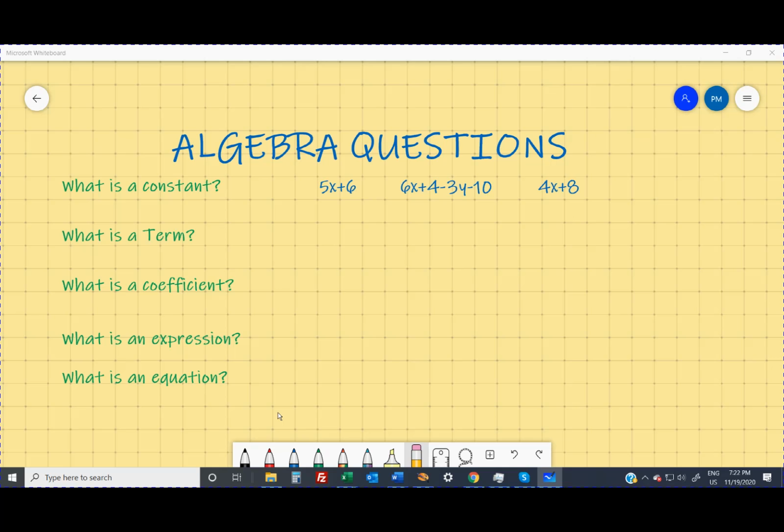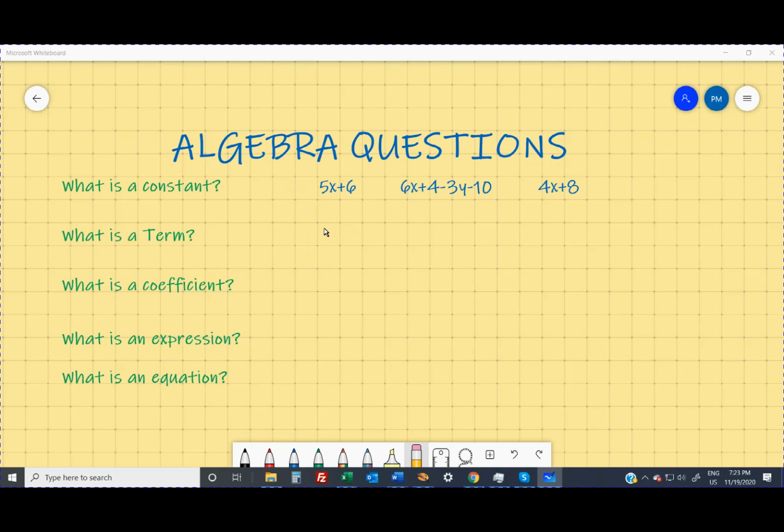So let's look at algebra question number 2, what is a term? Again, very, very simple. We have 3 expressions. Basically, a term is 5x or 6. 2 terms in the first one here, 5x and 6.